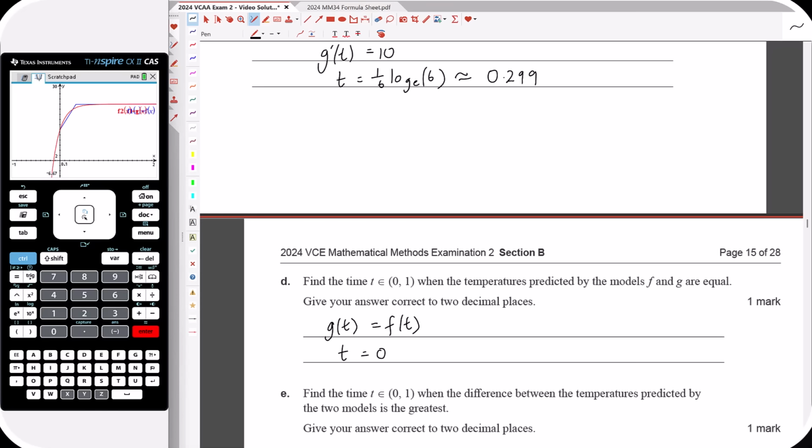So your CAS is having real trouble with this one. So you do need to really make sure you're understanding the graphs and what's happening here. So if we have a look at menu 6, intersection, the only intersection point we're interested in is this one here. Okay, so that's that 0.266. So we're solving this equation where t is an element of 0 to 1, so the t equals 0 is not relevant, and we want 2 decimal places.